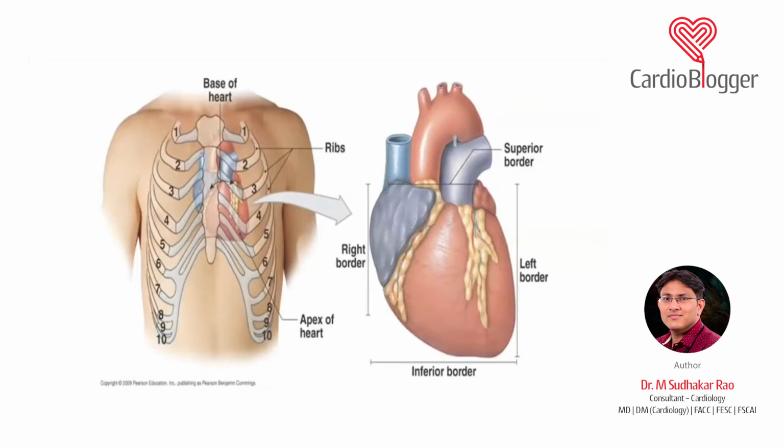We know the right heart border is formed by the SVC, right atrium, and the IVC, whereas the left heart border is formed by the aortic knob, the main pulmonary artery, and then the LV. And in between we have the left atrial appendage, which is enlarged in cases of rheumatic mitral stenosis.